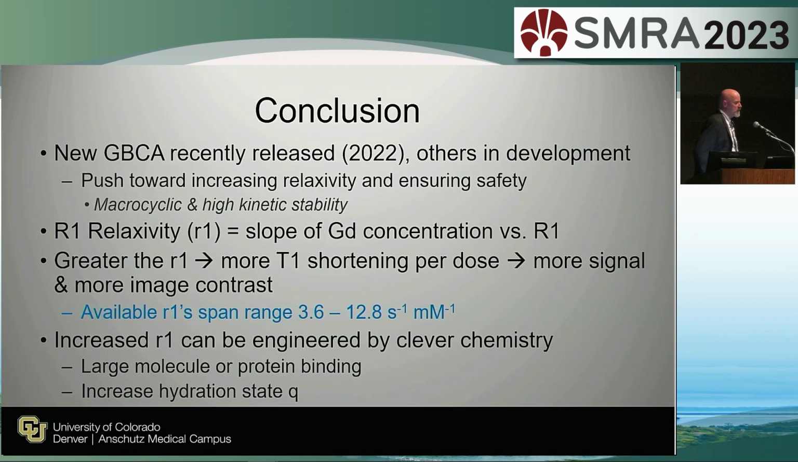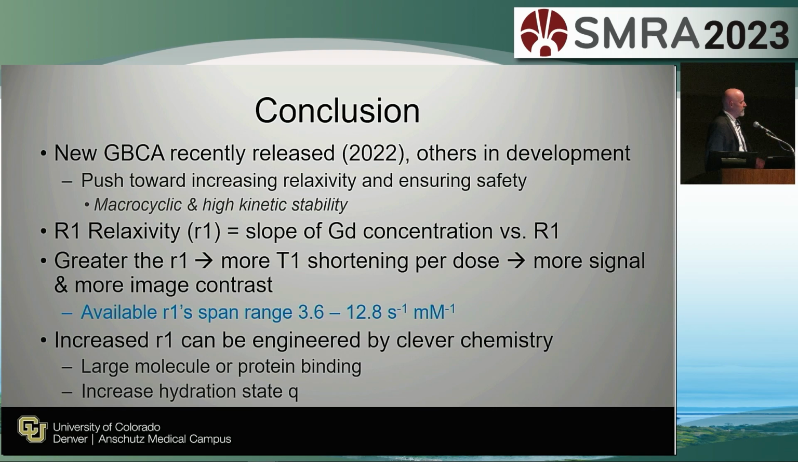So to conclude, I've enjoyed telling you about a new contrast agent I'm very excited about that came out in 2022. I think there are many other contrast agents that are being worked on. Safety is paramount. Macrocyclic is kind of key. A high kinetic stability. We kind of went over the fact that little r1 is that slope of big R1 versus the gadolinium concentration. Of course, the higher that is, the more signal we can get.